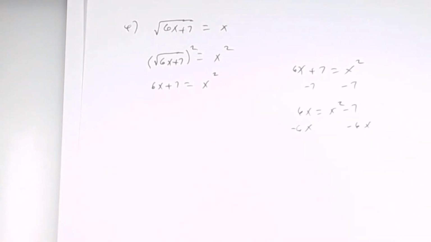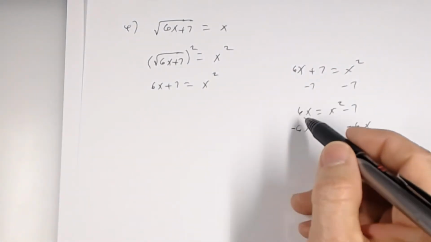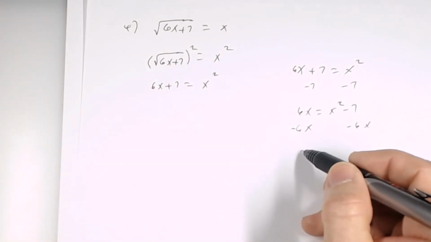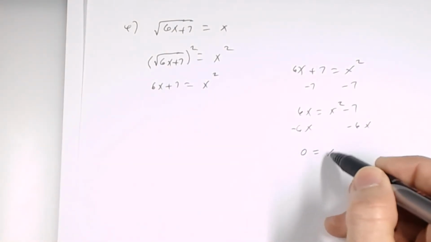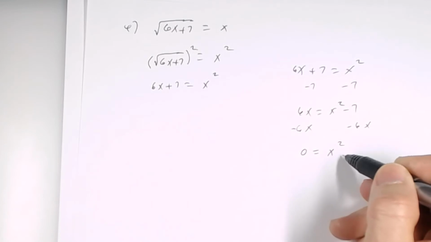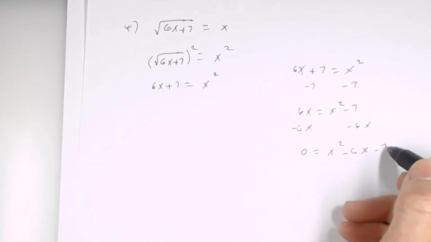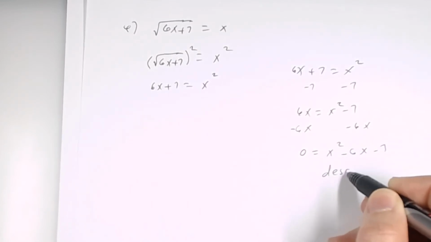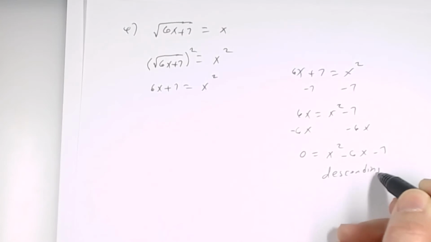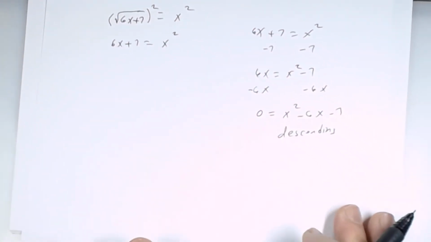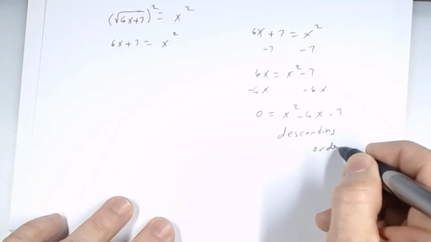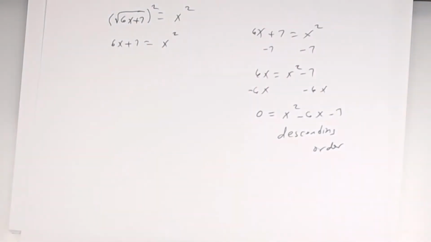And let's go ahead and put this in descending order. Now what's 6x minus 6x? 0. So I get x squared, descending order, minus 6x, minus 7. So I use the words descending order. You may remember that. Descending order is where you go from the largest exponent. You write the term that has the largest exponent first, and then the next one, and so on. So your constant is always listed last.